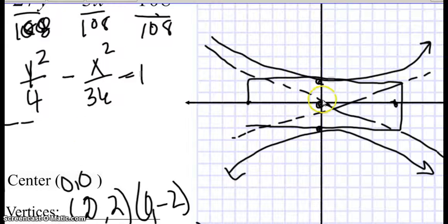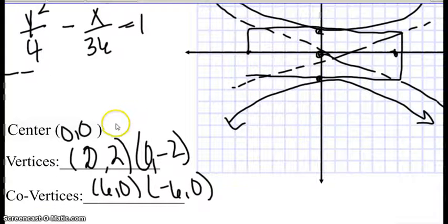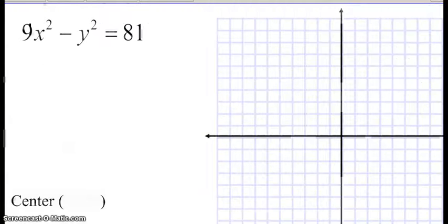I'm going to put my center at 0, 0. I'm going to go up 2, down 2, right 6, left 6, draw a box, diagonals through the corners. When I draw my hyperbola, my dotted lines are my guidelines. I just touch the box. Therefore, my vertices are 0, 2 and 0, -2, co-vertices 6, -6.